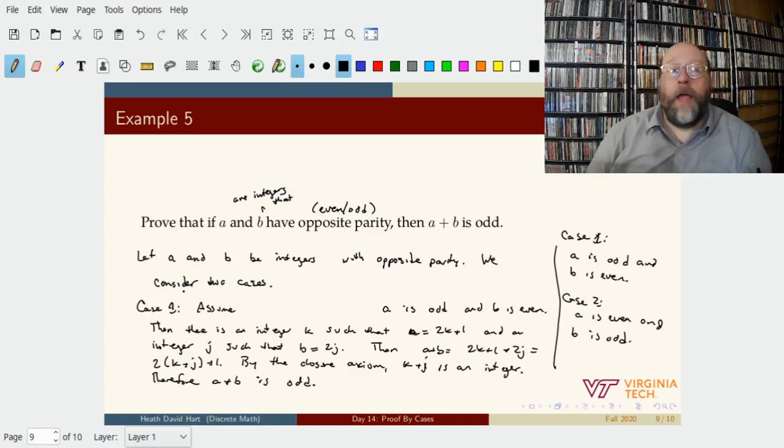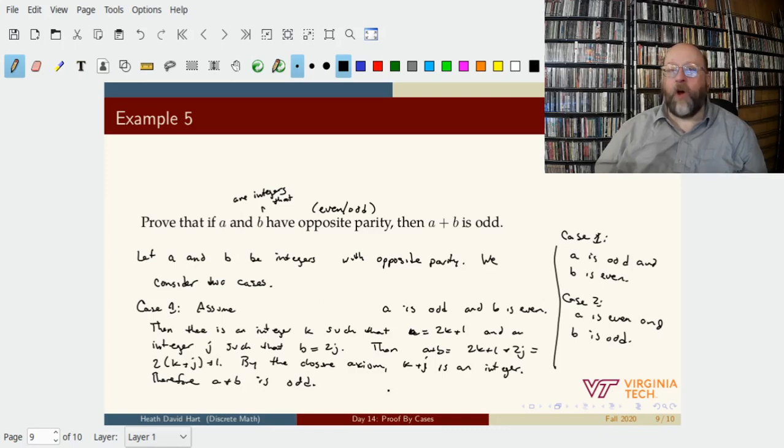Now the proof for case 2 would be exactly the same logic if I replaced all of the A's with B's and all of the B's with A's. If A is even and B is odd, then B would be the 2k plus 1 and A would be the 2j. A plus B would still equal this. This number would be the same. This number would be the same. The calculations work out exactly the same way in the other case. And so the logic is exactly the same in both cases.